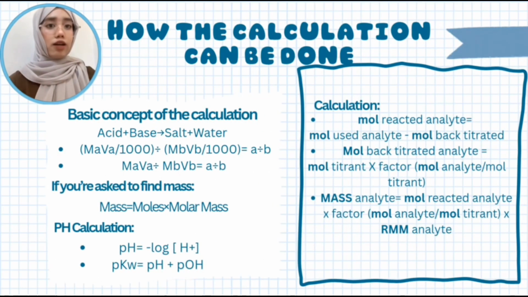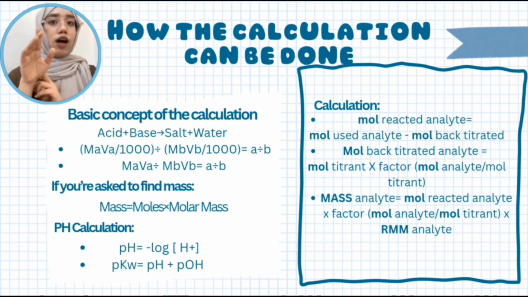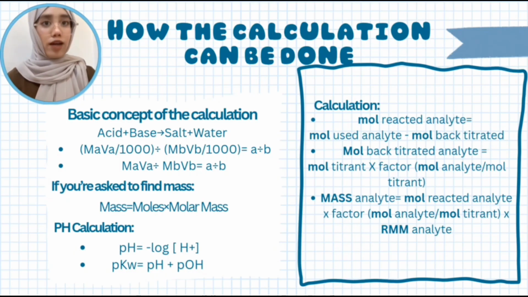Okay, for the basic concept of calculation, you can see acid reacts with base to produce salt and water. And then the formula you can use is MAVA over 1000 over MBVB over 1000 equals A over B, which is molarity of acid and volume of acid over 1000 over molarity of base and volume of base over 1000. Next, MAVA, molarity of acid times volume of acid, over MBVB, molarity of base times volume of base, equals A over B.